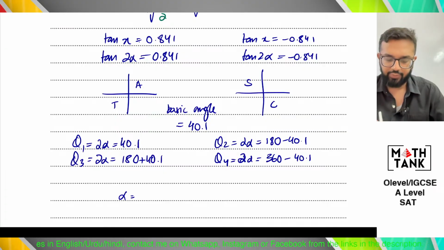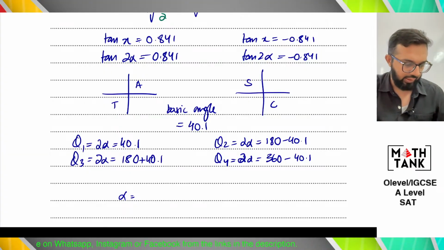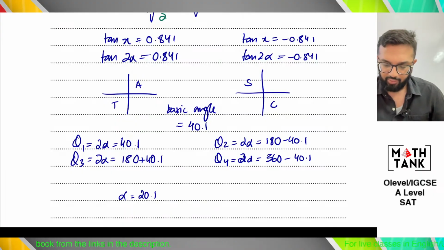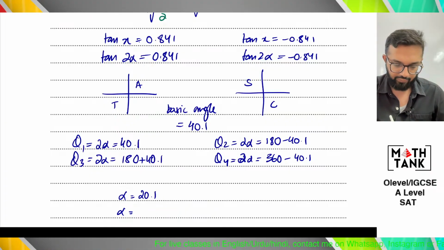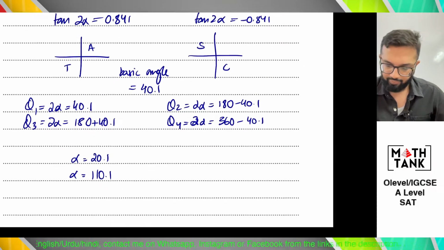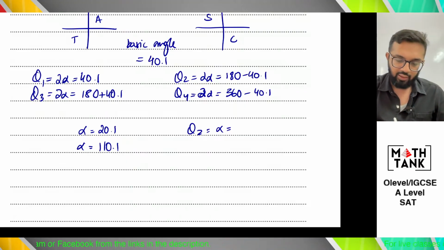So I have four values for alpha. The first one is 40.1 divided by 2. That gives me 20.05, 20.1. Okay. Quadrant 3 gives me 180 plus 40.1 divided by 2. Okay, 100.1. Now, since the marking scheme says exact values, I have a decimal difference.